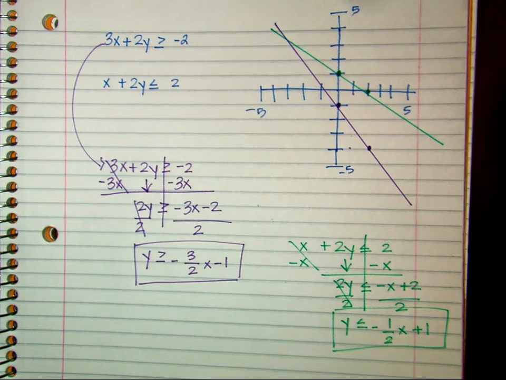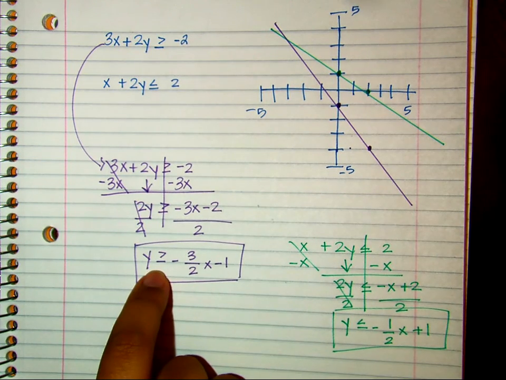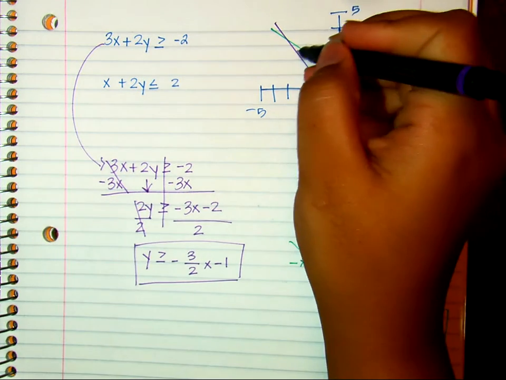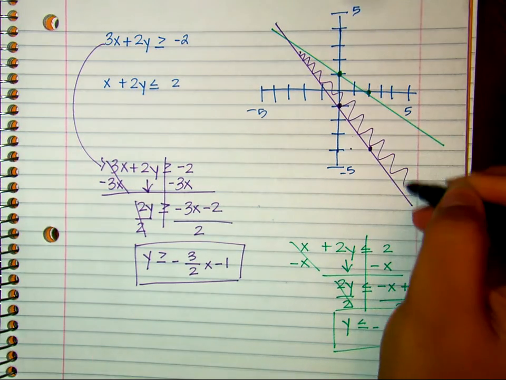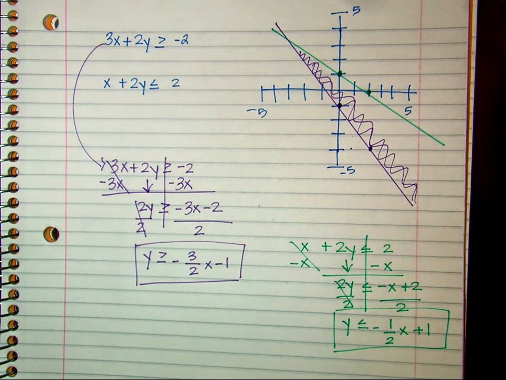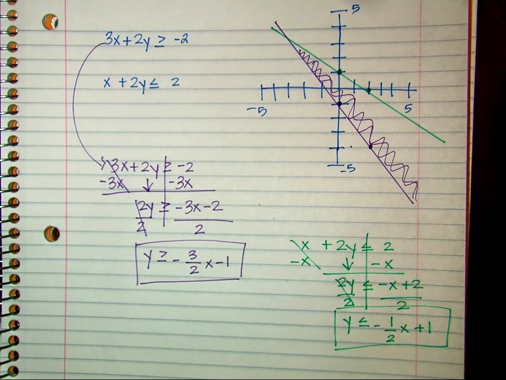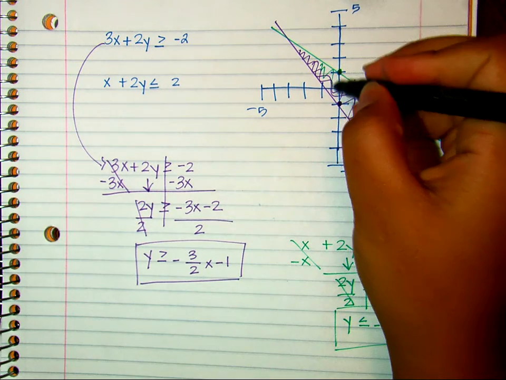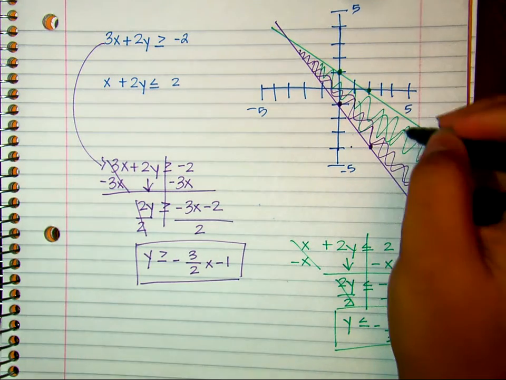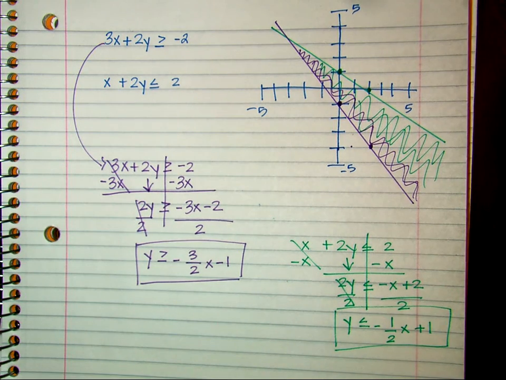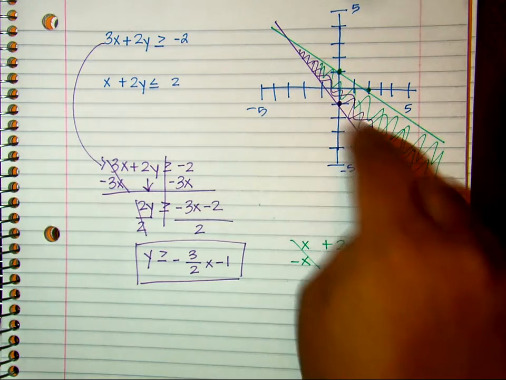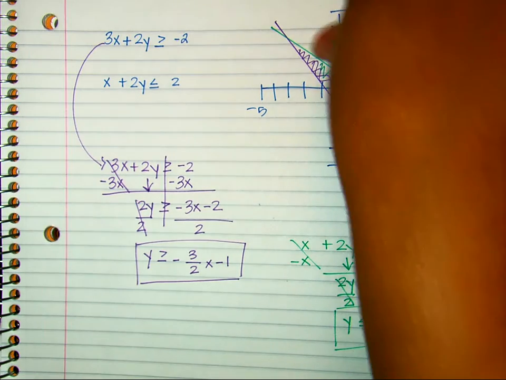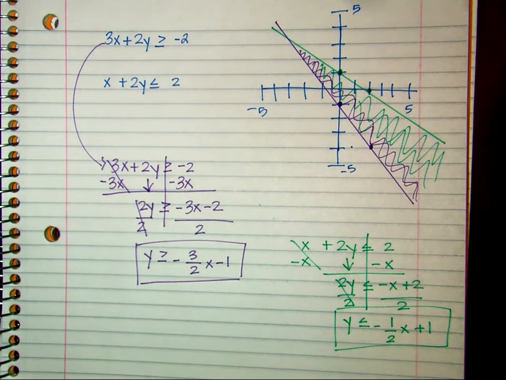So now, when I'm looking at my purple line, it's a greater than or equal to sign, so that means I have to shade above the purple line. And then my green line is a less than or equal to, so that means I have to shade below the green line. So all of the solutions for this system of inequalities is right in between these two lines, and it also includes the points that are plotted on this line because the line is solid. If the line were dotted, then the points that are on the line would not be included in the solution set.